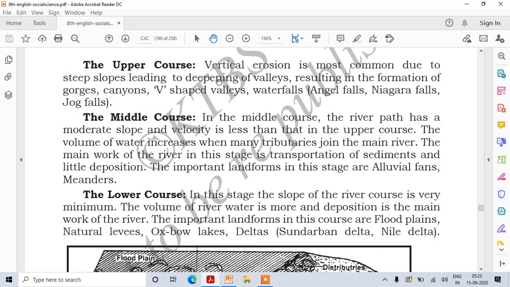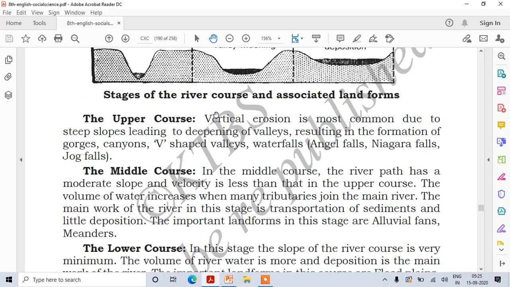In the upper course, vertical erosion is most common due to steep slopes, leading to deepening of valleys. Erosion, carrying away of materials, takes place, which leads to deepening of the valleys. You can see this V-shaped valley, resulting in the formation of gorges, canyons, V-shaped valleys, waterfalls. Examples of waterfalls: Angel Falls, Niagara Falls, Jog Falls. These are examples of waterfalls in the world.